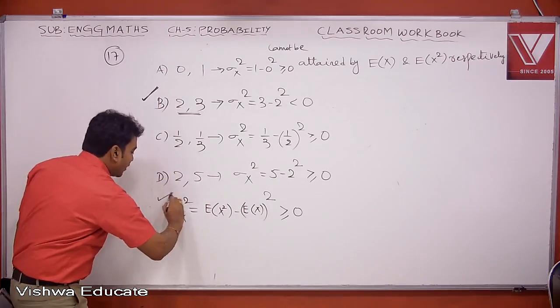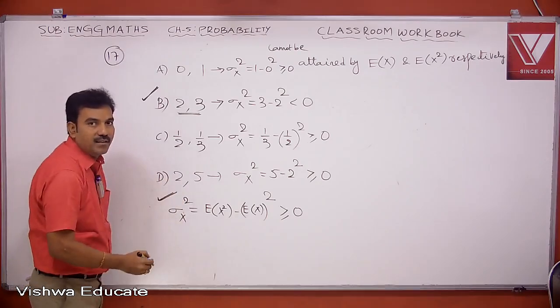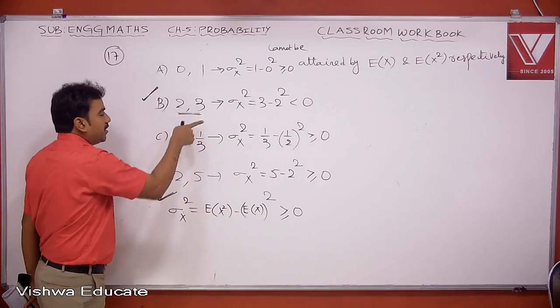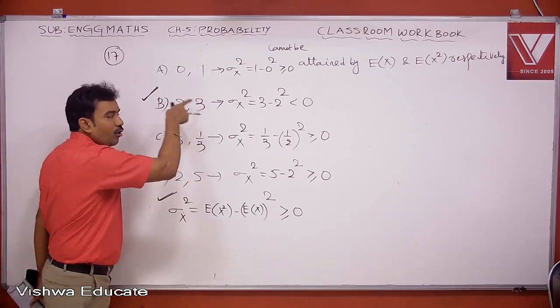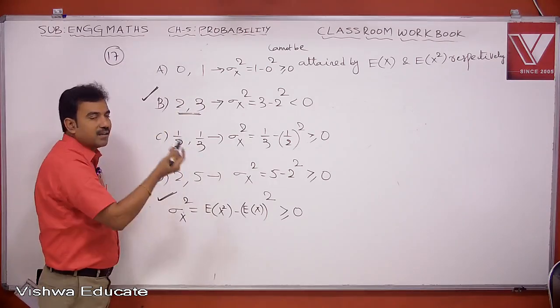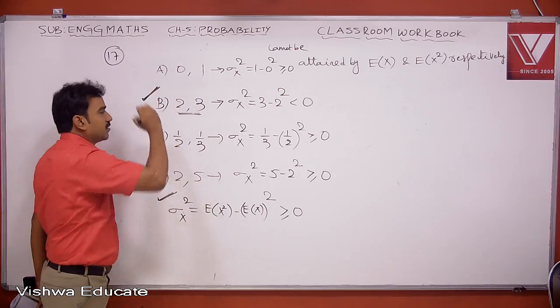We have just applied this: variance cannot be negative, right? So in this case, we are getting negative variance in case of option B. So if this is E of x, this should not be E of x square. If this is E of x square, this should not be E of x. Okay. So it's a really nice question.